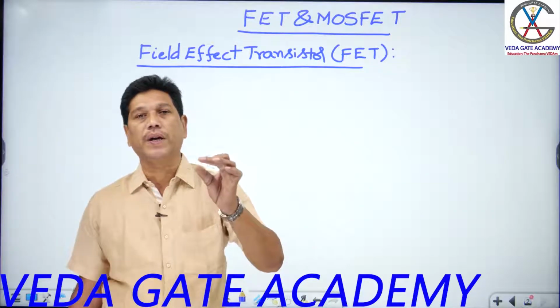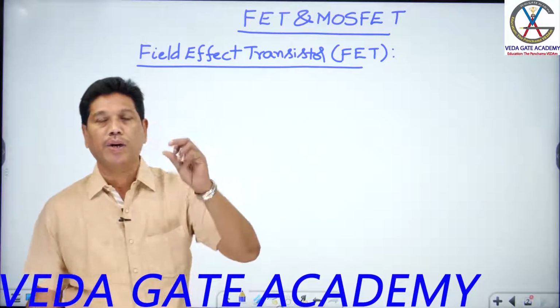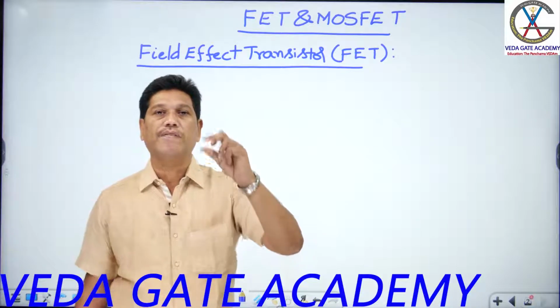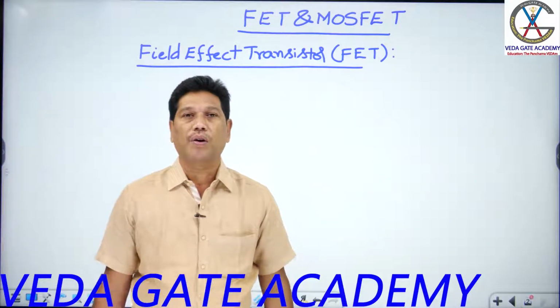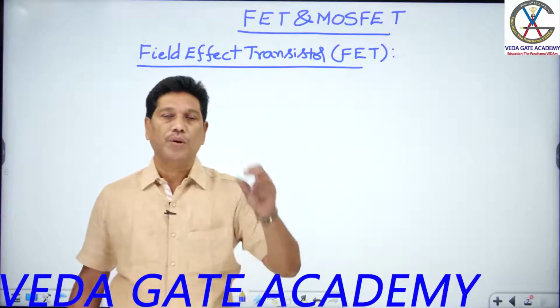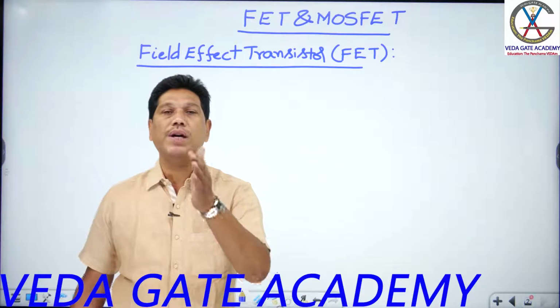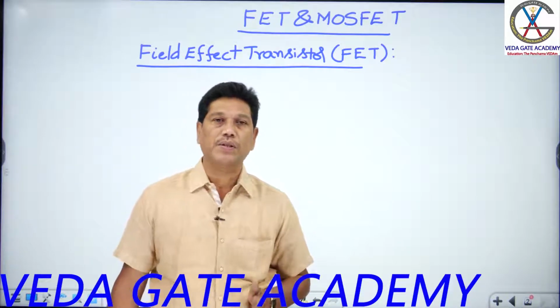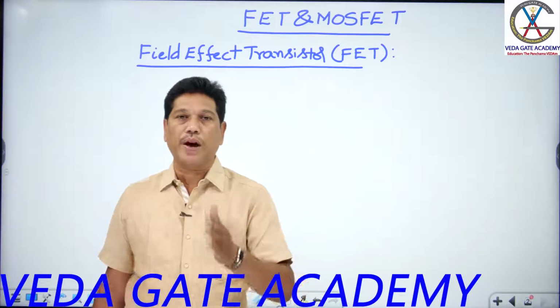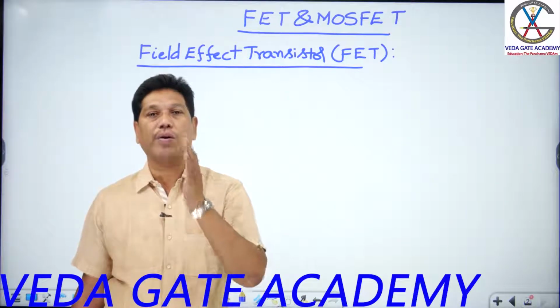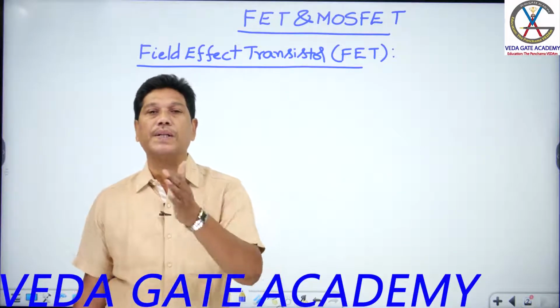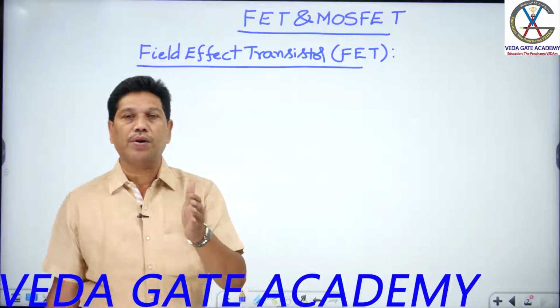And as compared to BJT, FET size is small. Remember, students, as compared to BJT, FET size is small. FET is a unipolar device, as you already know. And one more important thing, FET is a voltage controlled device. You know BJT is a current controlled device, and FET is a voltage controlled device. What does voltage controlled device mean?